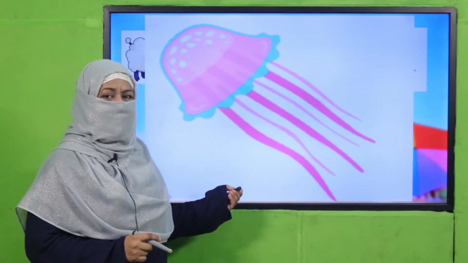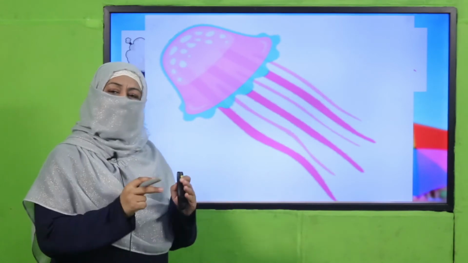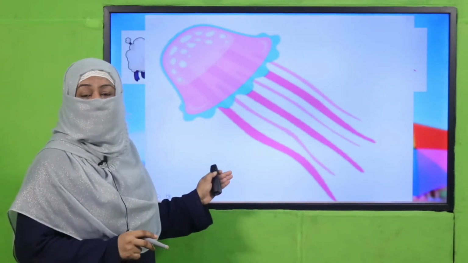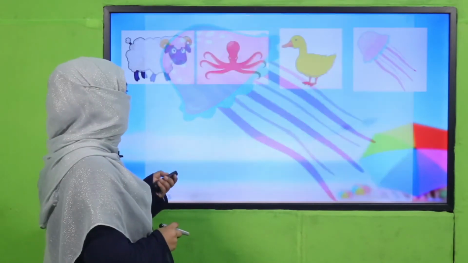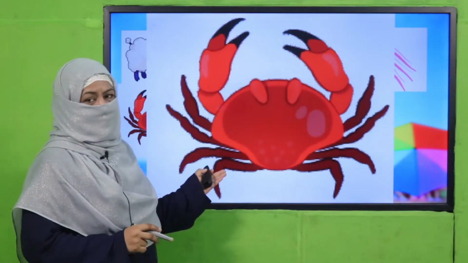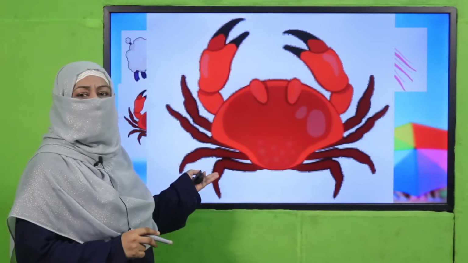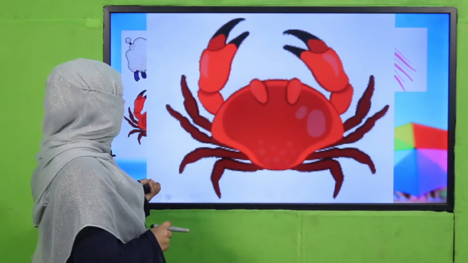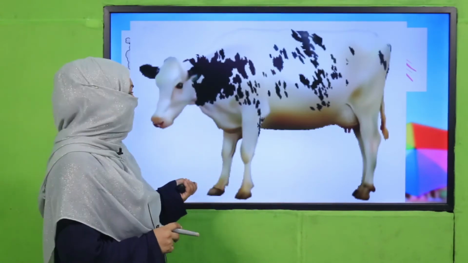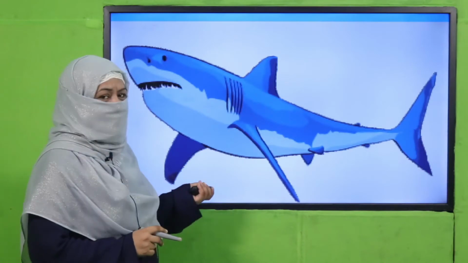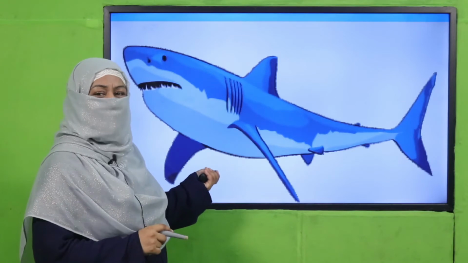And what is this? Do you know about this animal? Subhanallah, Allah has created every animal different. It's a jellyfish, and it lives in water. What's next? It's a crab. Do you know that? It also lives in water. And this is a cow. We know it. Next, what is this? Yes, it's a shark. It also lives in water.